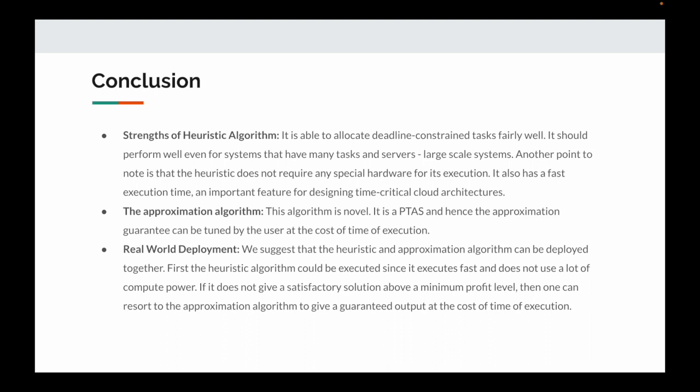Now onto the approximation algorithm. So this algorithm is novel and it has a guarantee and its optimality can be tuned at the cost of time of execution. So for real world deployment, we suggest that the heuristic and approximation algorithm can be deployed together. First, the heuristic algorithm could be executed since it executes fast and does not use a lot of compute power. If it does not give a satisfactory solution above a minimum profit level, then one can resort to the approximation algorithm to give a guaranteed output at the cost of time of execution.